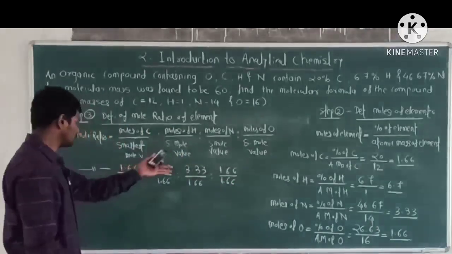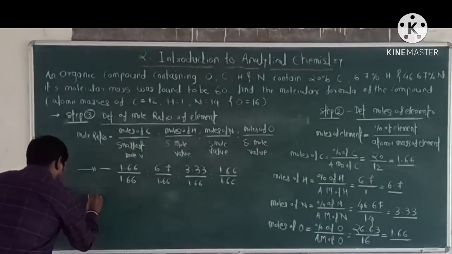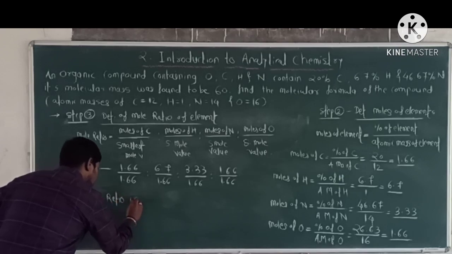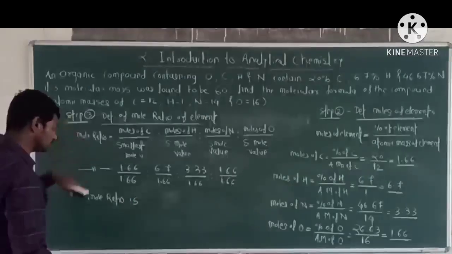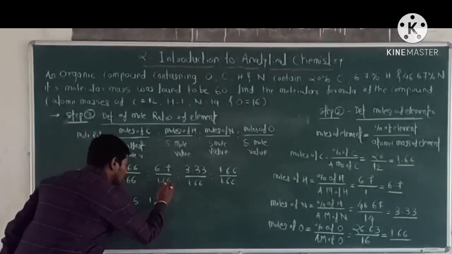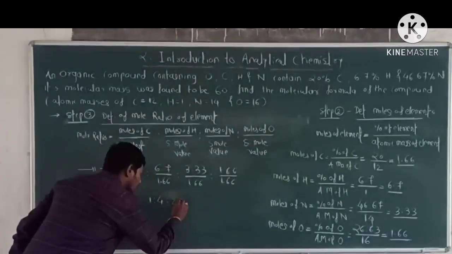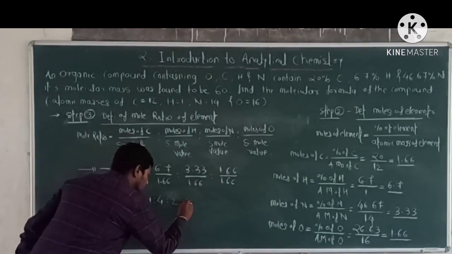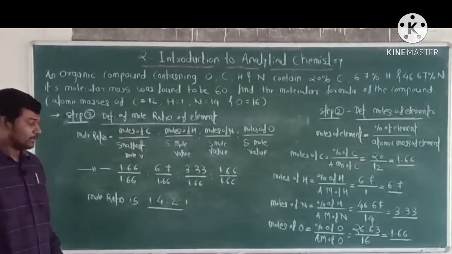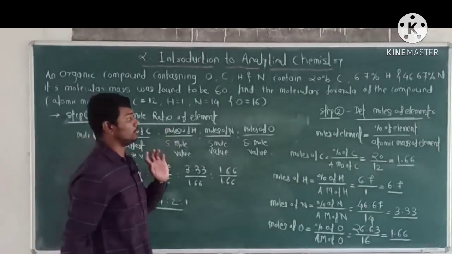Okay, solving this, we get the mole ratio of the elements. The mole ratio is 1:4:2:1. This is the mole ratio of these elements. Now, from the mole ratio, write down the empirical formula.